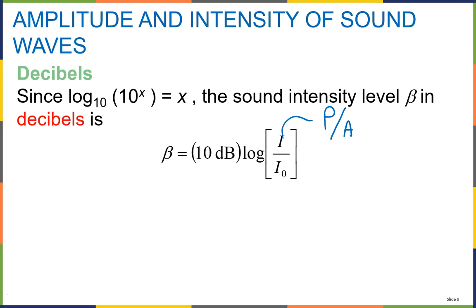Power is energy per time, right? So this is equal to energy per time multiplied by area. If you have a sound wave, such as the sound wave coming out of my mouth, there's a certain amount of energy per second coming out of my mouth. And right here, it's all concentrated in a very small area. So the intensity is pretty large right next to my mouth.